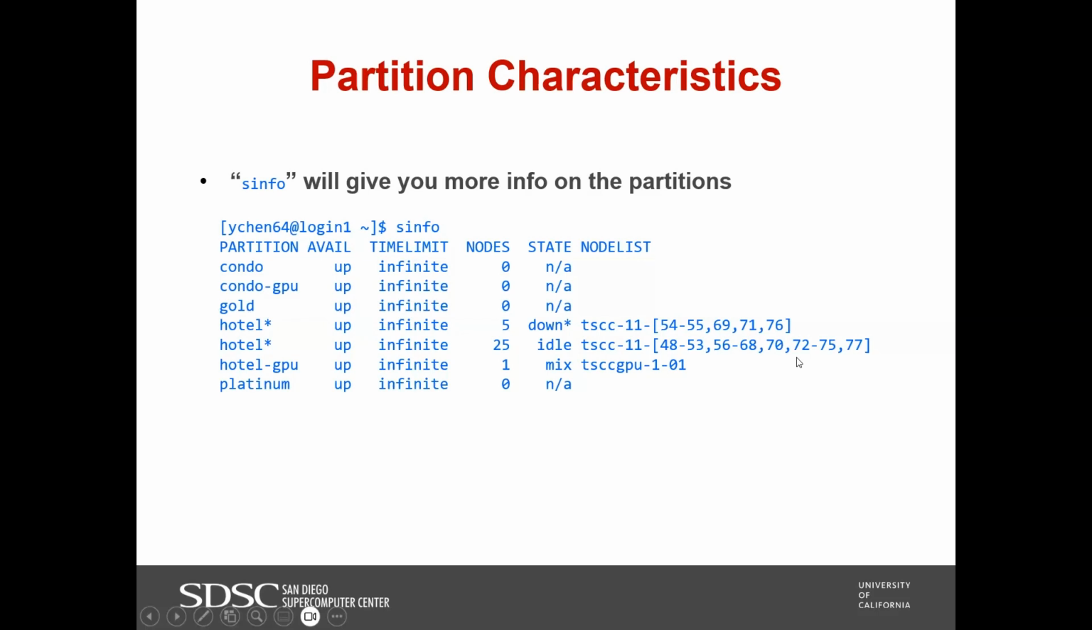And in this example, you can see that there are 30 hotel nodes in the hotel partition when I was running this sinfo, and there's one GPU node in the hotel GPU partition, which is called TSCC GPU 1-1. And what are their stats? So sinfo can give you more information about the partitions and the nodes.